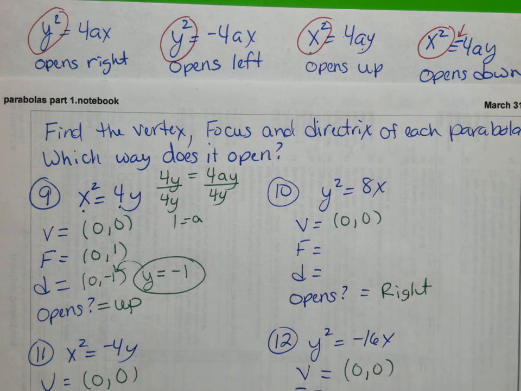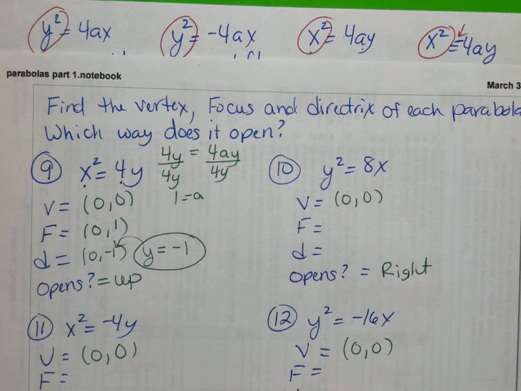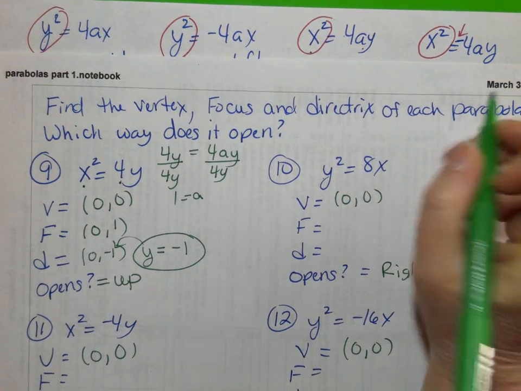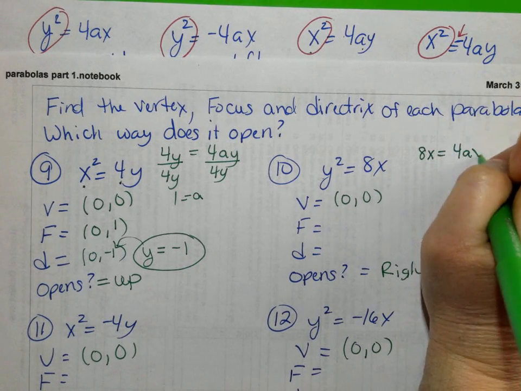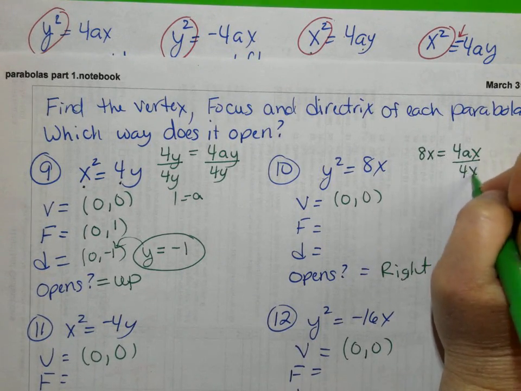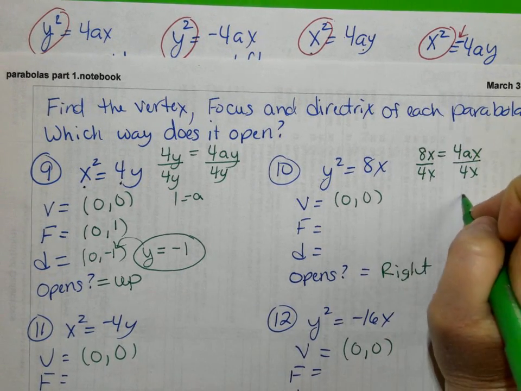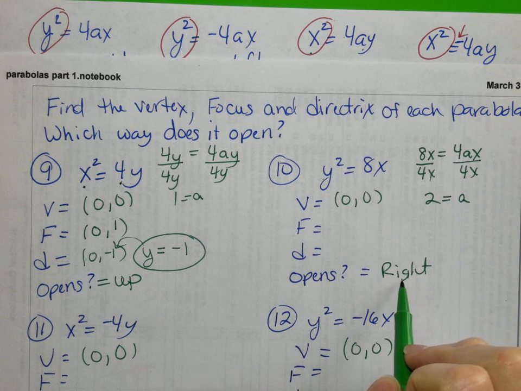Take a look here. Again, I know that y squared is 4ax. So again, 8x is 4ax. I divide both sides by 4x. I have an A of 2. We know it opens to the right.